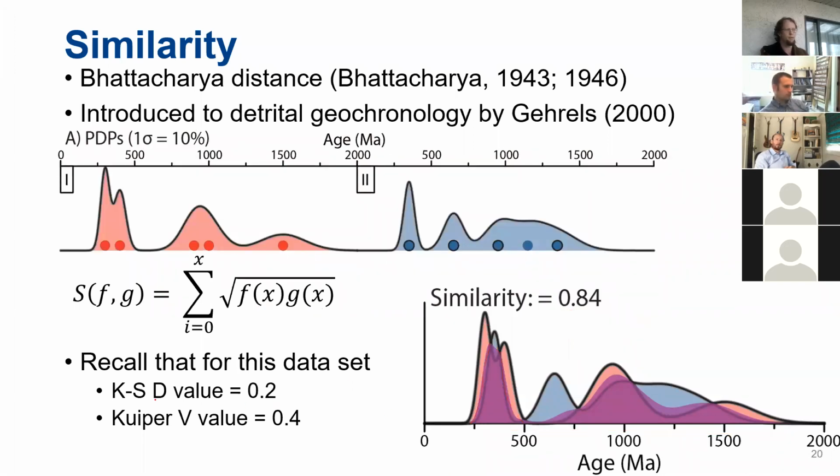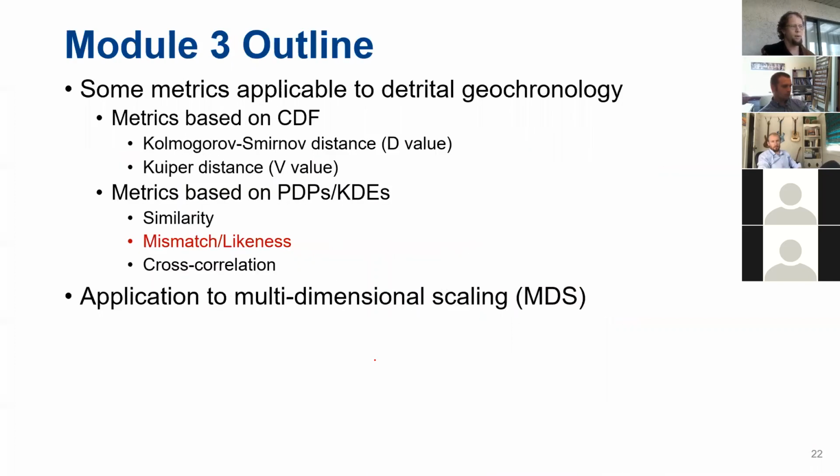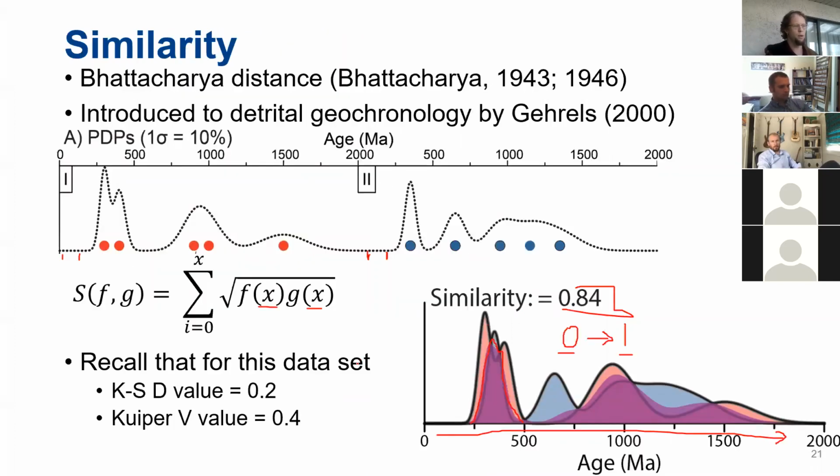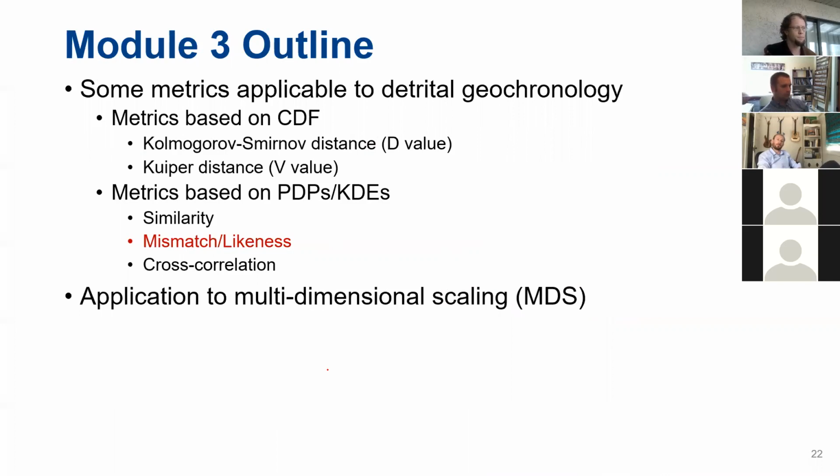By comparison, the KS and Kuiper tests go from 1, which is totally dissimilar, to 0, which is identical. So they're sort of inverses of one another. Again, a minor point, so don't get too hung up on that. Similarity is pretty straightforward, hopefully.